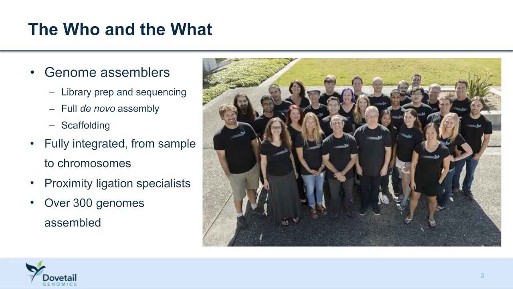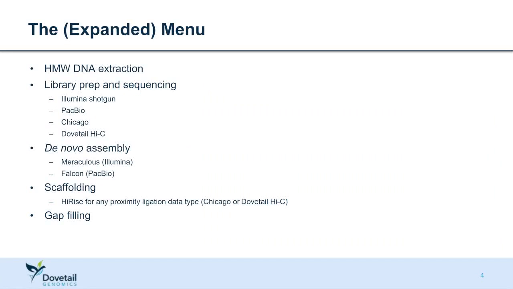So in a nutshell, we do genome assemblies all the way from library preparation. We can do sequencing of it for you. And once we have the data, we can do a full de novo assembly all the way to get an assembly. And with the data that we get from Chicago and Hi-C, we can do scaffolding for you all the way up to chromosomal level assemblies.